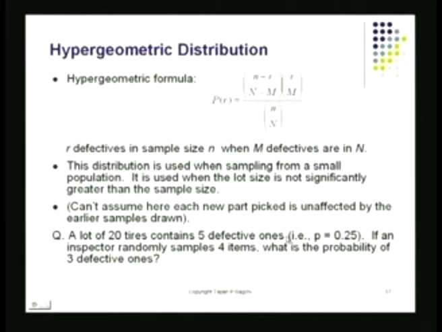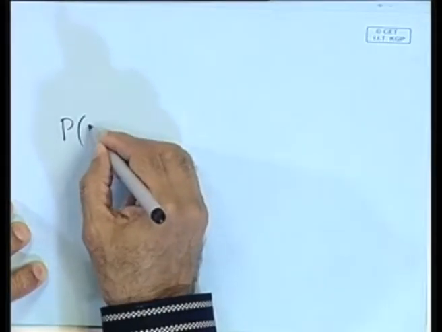5 defective would lead to basically P being 25% defective. Those are supplied to you. If an inspector randomly samples 4 items out of the 20 tires, what is the probability of finding 3 defective ones? This exercise basically is a direct application of this formula there, the hypergeometric formula. Let's see how we do that. I'm going to be doing this. I'm looking for the probability of 3 defectives. So I'll write this P, 3 defectives.